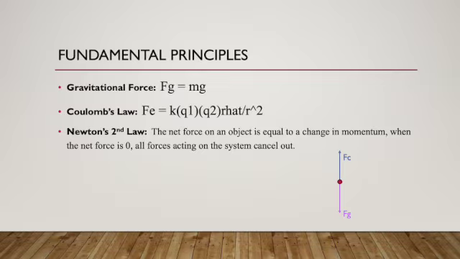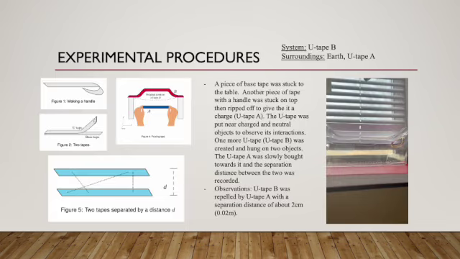When the net force is 0, all forces acting on the system cancel out. And so here we have the gravitational force acting downwards and the electric force acting upwards on the piece of tape. Experimental procedures. For a system, it's U-tape B. For the surroundings, it's Earth and U-tape A.